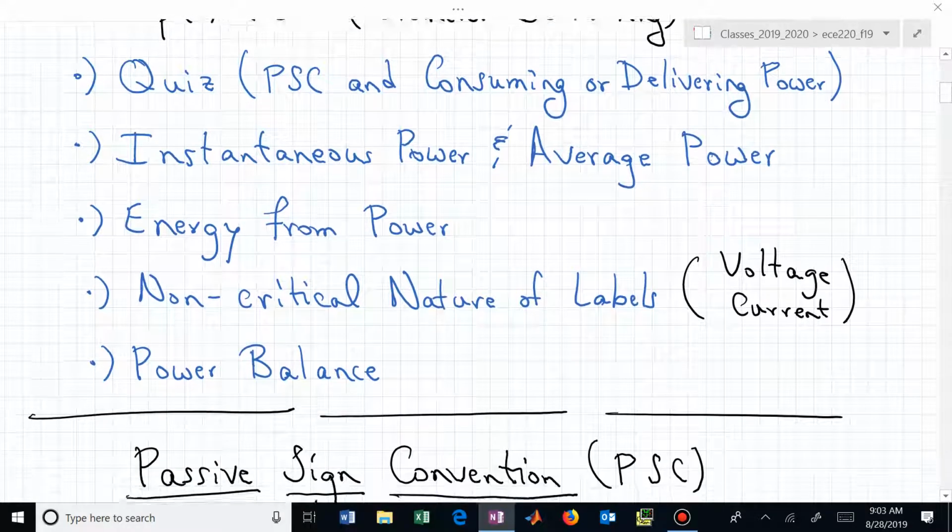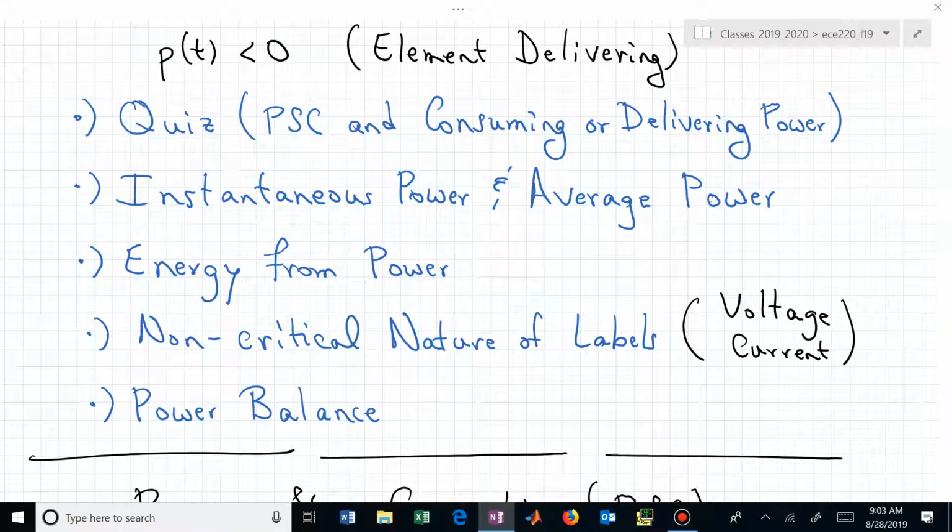We know how to get energy from power. We'll just review that. And then here's a point that I hope you don't struggle with: the labeling. You might wonder, I don't know if this is positive or negative, what should I label it? Don't get hung up on the labels that you're assigning to your polarities of power or to the directions of the currents. That's what I'm hoping to make clear in that part of today's class, the non-critical nature. It'll take care of itself.